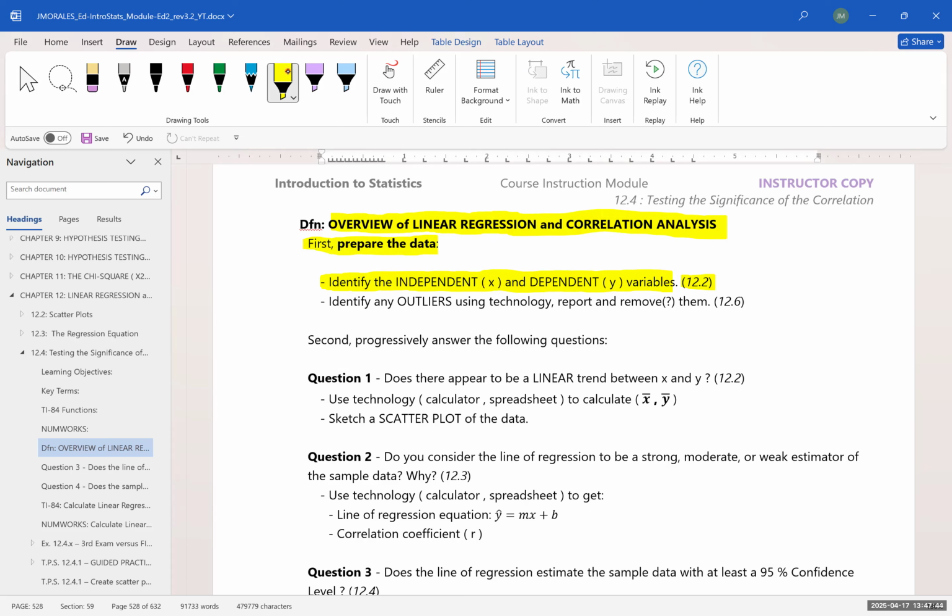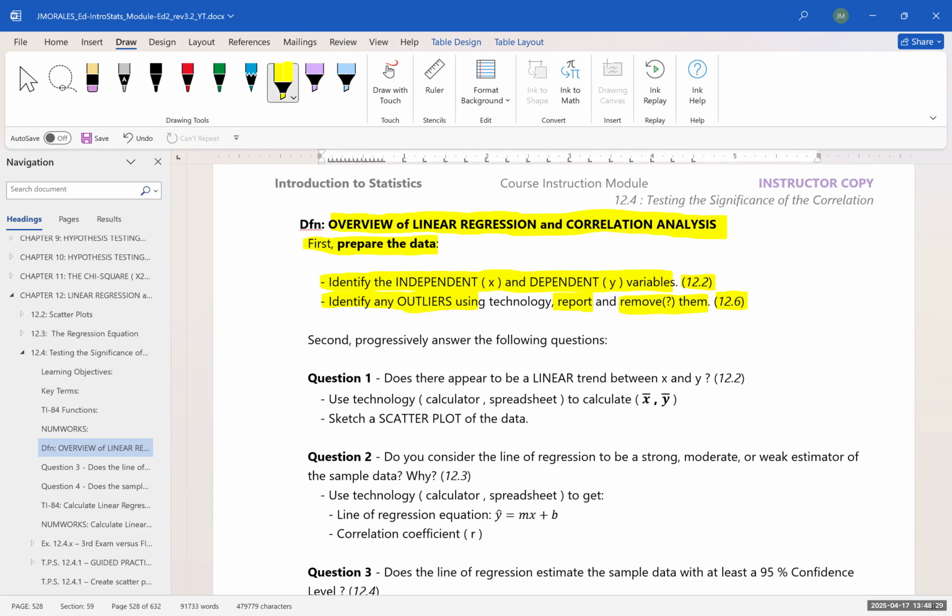One thing we haven't covered yet is in section 12.6, where you identify outliers, report them, and possibly remove them before you move on. I'm saving that process until the end because there's enough to keep track of already without adding this extra step at the beginning. The data sets I'm using right now don't have outliers, but be aware that looking for outliers and removing them is something you would potentially do before you continue with your analysis.